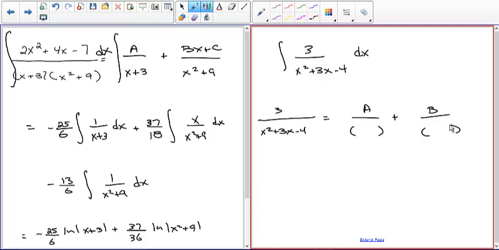If anybody doesn't know how to factor that, just let me know. You should be able to just do it by observation. What two numbers multiplied together give you negative 4, and if one is subtracted from the other gives you 3?